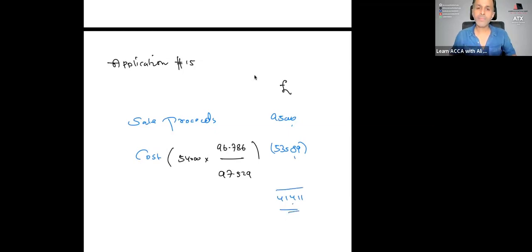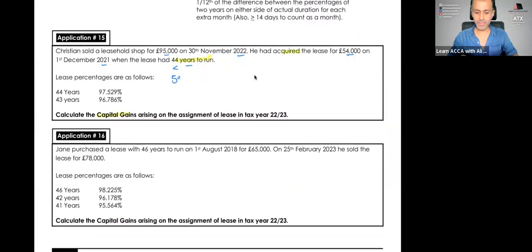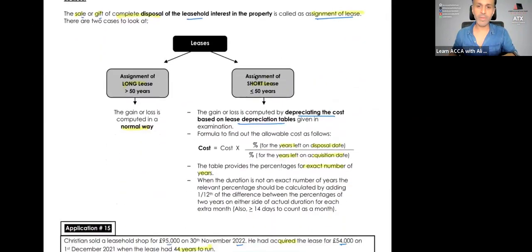That is it. Things will become a little lengthier when we have years and months. To perform that months computation, we will have to do a little extra work. Otherwise, it is the same thing you will expect to see in Application 16 now. So let's work Application 16, to end this little topic on the way, the assignment of the lease.